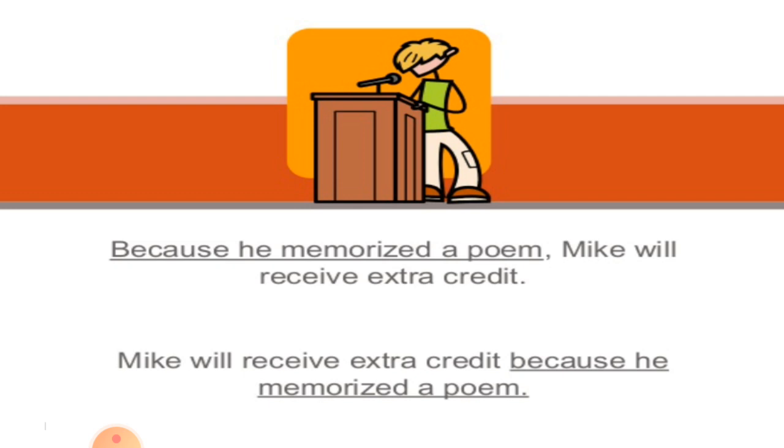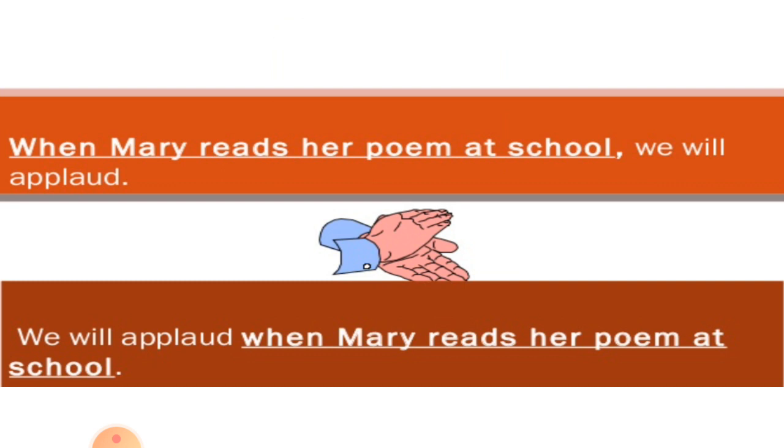Because he memorized a poem, Mike will receive extra credit. Mike will receive extra credit because he memorized a poem. When Mary reads her poem at school, we will applaud. We will applaud when Mary reads her poem at school. Okay. So these are dependent and independent clauses.